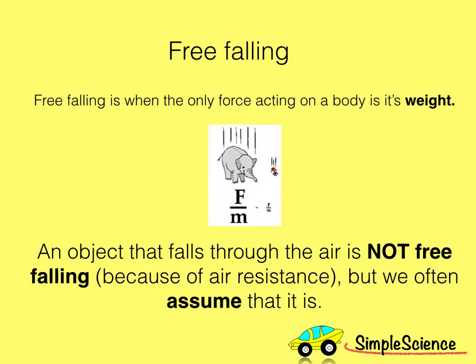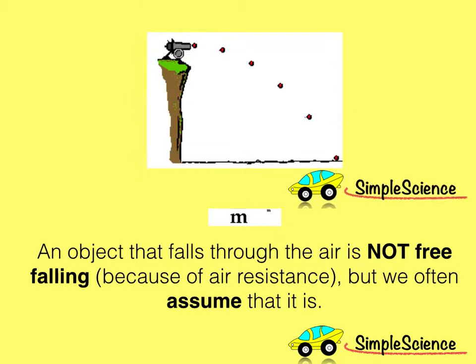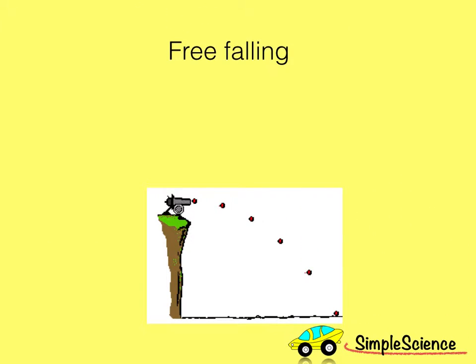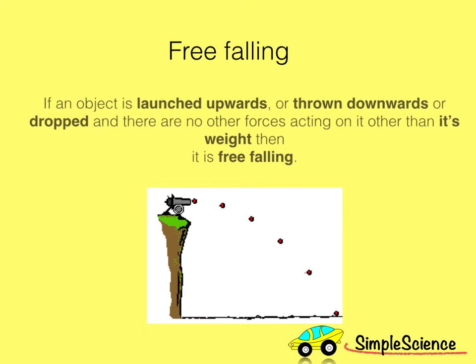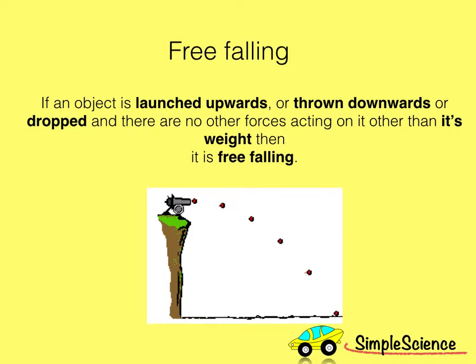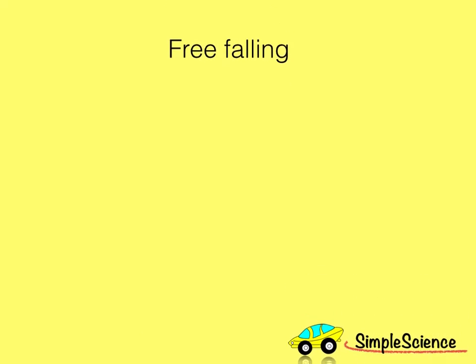So most of the time we are going to assume that it is free falling because we are assuming there is no air resistance, okay? So for something to free fall, it can be launched upwards, thrown downwards, or dropped. And it must be in a no air environment where the only force acting on the object is its weight during its path. So therefore it is free falling, okay?